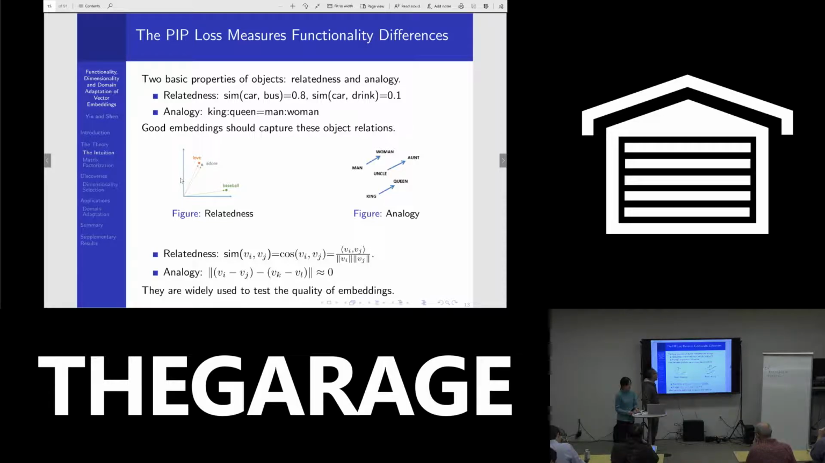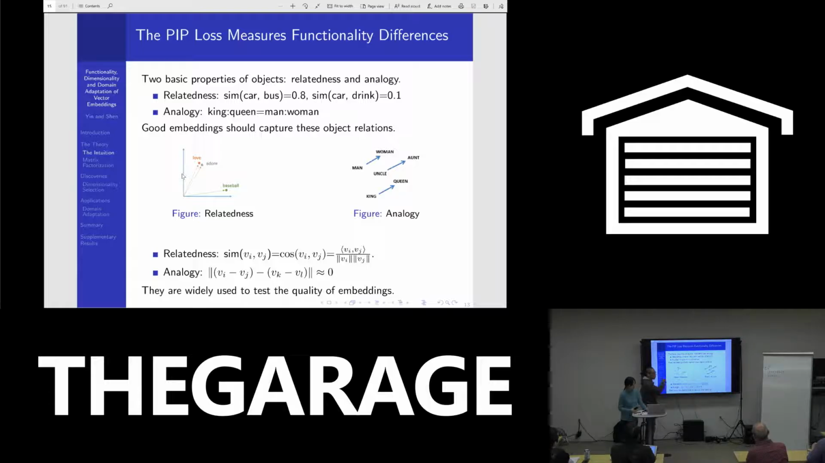Here are two pictures. First is relatedness. We look at all the vectors and find the cosine angle between them, and a larger cosine means that they are more similar. And this one, I guess people have seen this already, is the analogy figure, where all the differences between word pairs are pointing towards the same direction in the space.